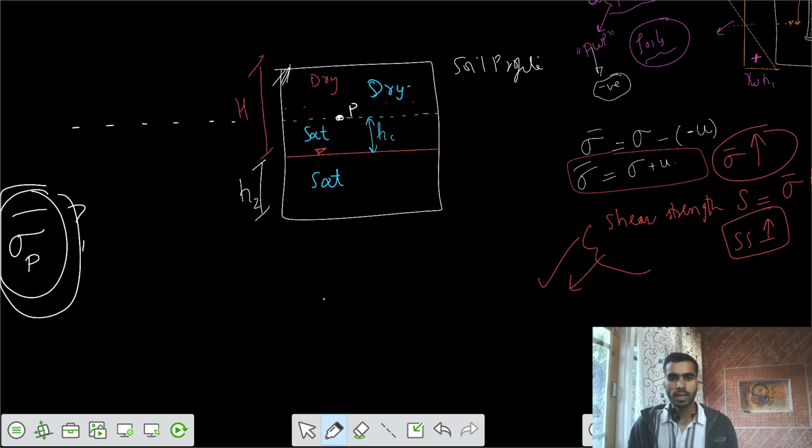So total stress at that point P is gamma dry into the height H1. Let's say this is your H1, that's actually capital H minus HC. So we can write gamma D into H1. That's your total stress at that point P. And what is the pore water pressure at that point P?